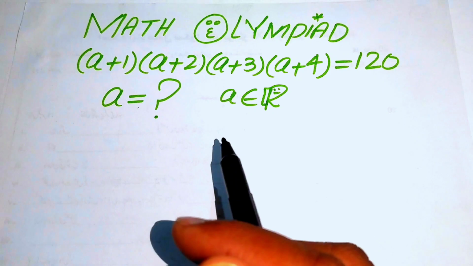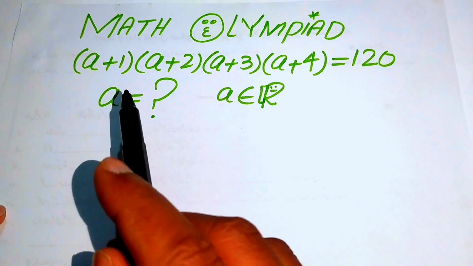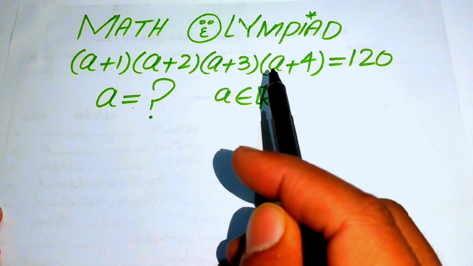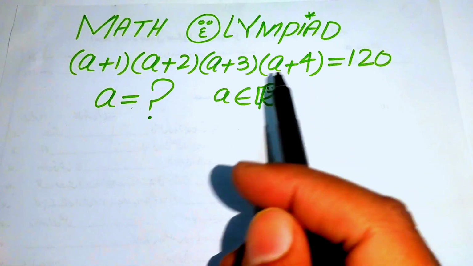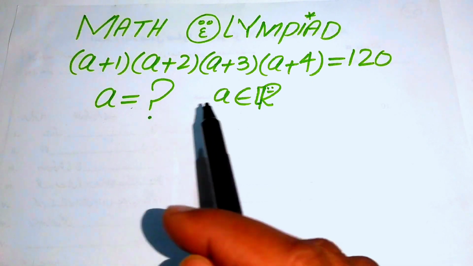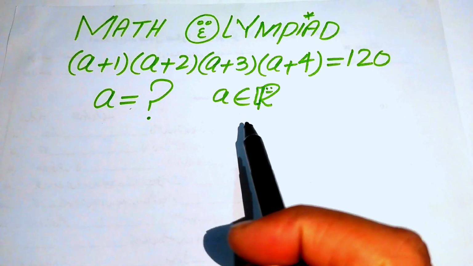In this video, we are going to solve this nice math algebra problem. Here we have (a+1)(a+2)(a+3)(a+4) equals 120, and we find the value of a. Remember one thing: our a must be a real number.